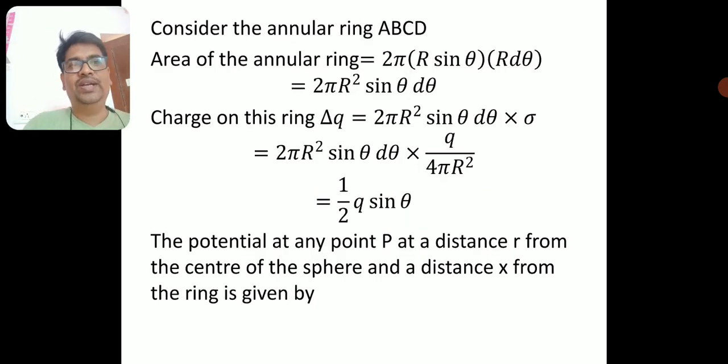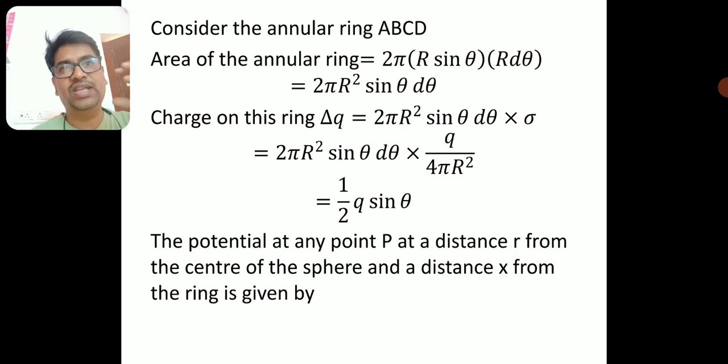So therefore it is 2 pi, radius is R sine theta, into thickness R d theta, which is the arc of a circle. Now 2 pi R square sine theta d theta is the area of the annular ring. Okay, so I got the area of the annular ring. After getting the area, I am going to find the charge present in the annular ring. Of course, it is a very small charge compared to the whole sphere. You can have only a small charge on the annular ring, and that I am representing by delta Q.